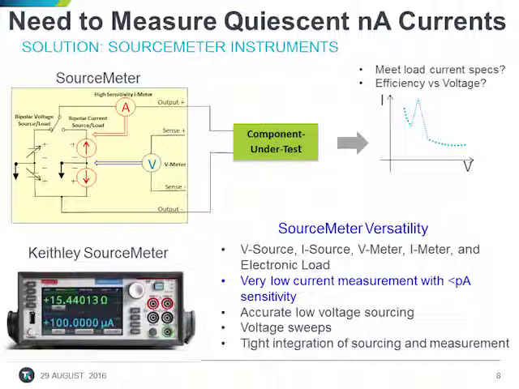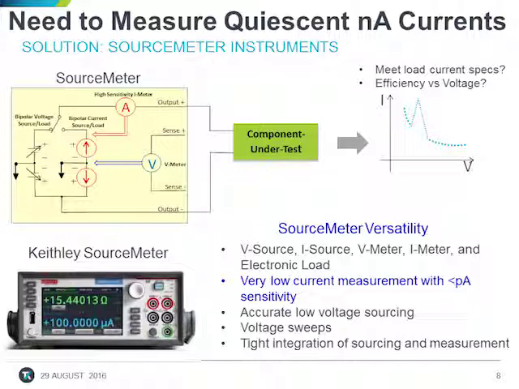You have got to be able to measure microamp and nanoamp current levels. These are levels you normally have not encountered in the past, and measuring these levels requires sensitive instrumentation. An instrument that can both source voltage and measure very low currents is a source meter instrument, or an SMU. They are versatile instruments. SMUs are bipolar voltage sources, bipolar current sources, and they can be electronic loads. They have excellent low current measurement capability.